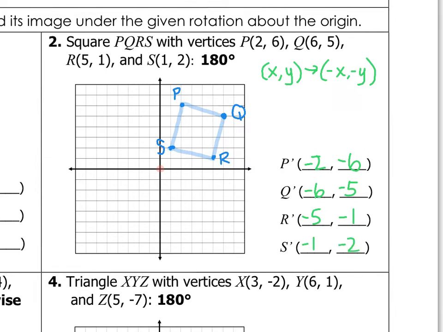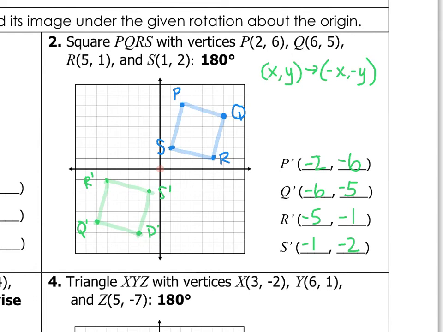Then you can go ahead and graph those and double check that it follows those rules. So it's -2, -6. 1, 2, 3, 4, 5, 6. There's my P prime. -6, -5. 1, 2, 3, 4, 5, 6. That is Q prime. Next is -5, -1, right here. And then the last one is -1, -2, which is your S prime. Go ahead and connect the dots. Try to make it as straight as you can. And then let's see if it works.